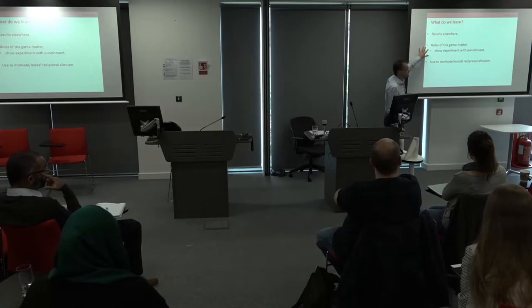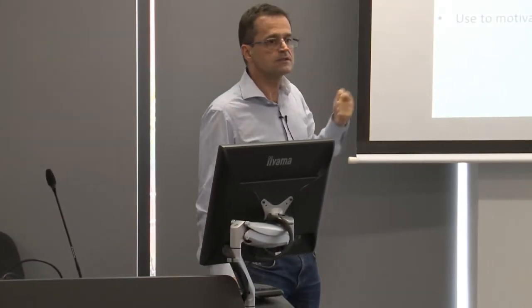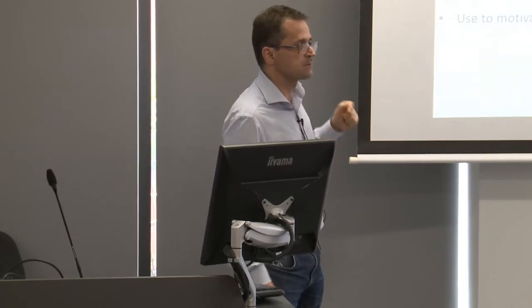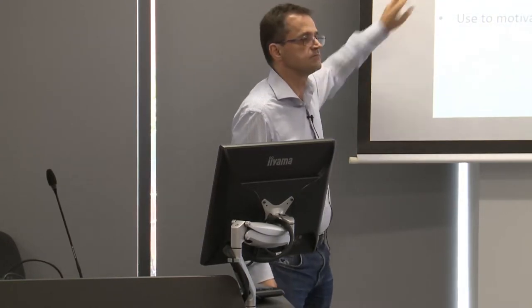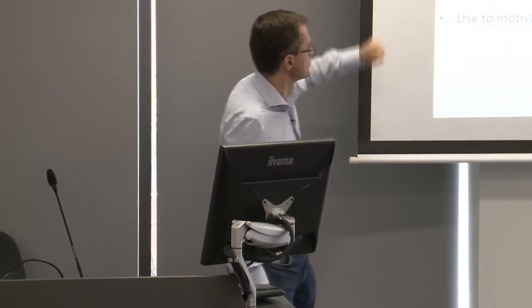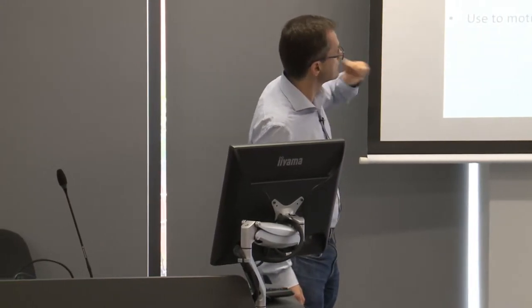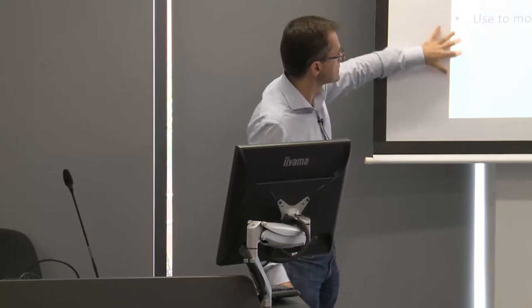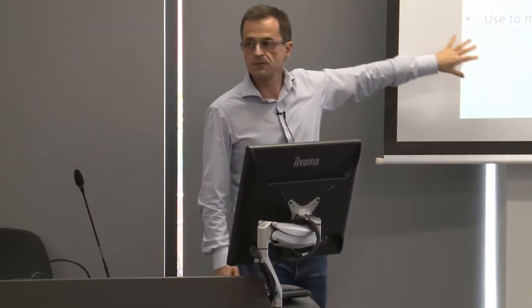It can also be used to show that rules of the game matter. We show the results, and it's also in the book, the results of the game with punishment. What happens if, in addition to these rules, you could spend a little bit of your cash punishing people that don't behave nicely? You can show them what this entails, and you can use the results to motivate reciprocal altruism.